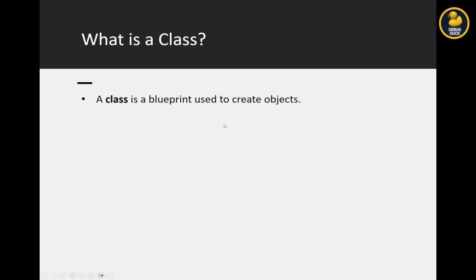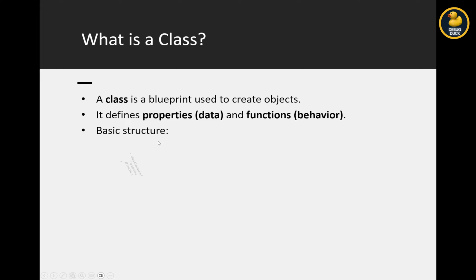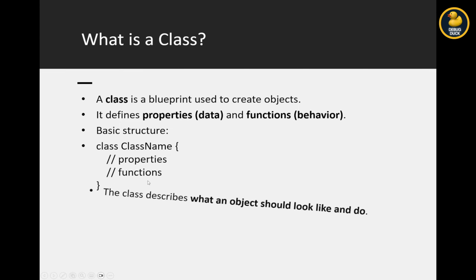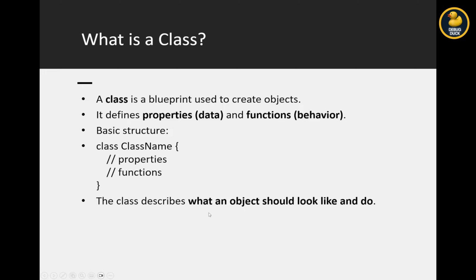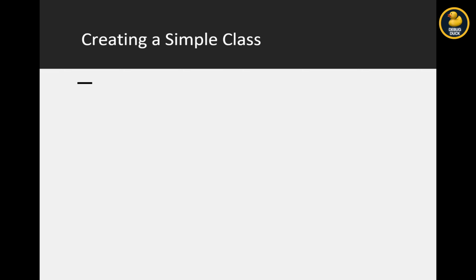What is a class? A class is a blueprint used to create objects. It defines the properties, which means our data, and the functions, the behavior. The basic structure: class, the class name, and between the two brackets the properties and functions. The class describes what an object should look like and do.